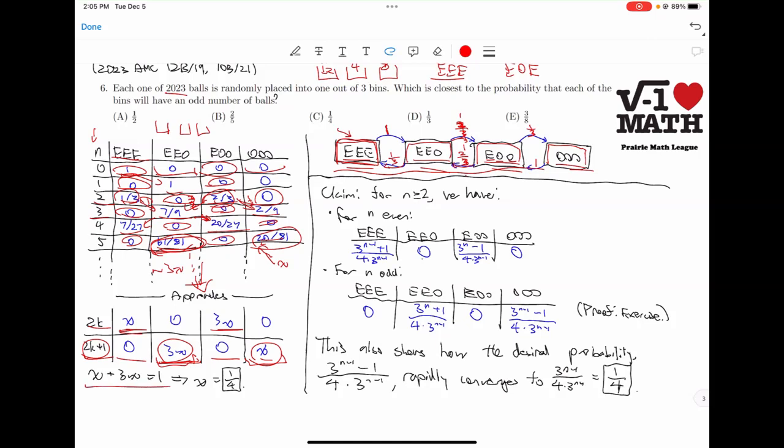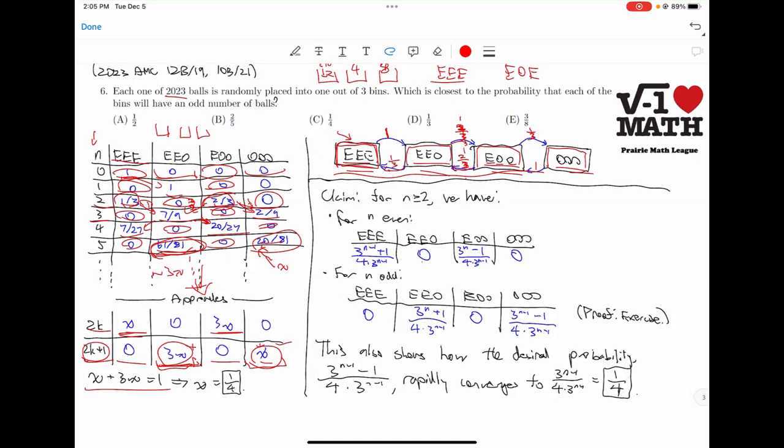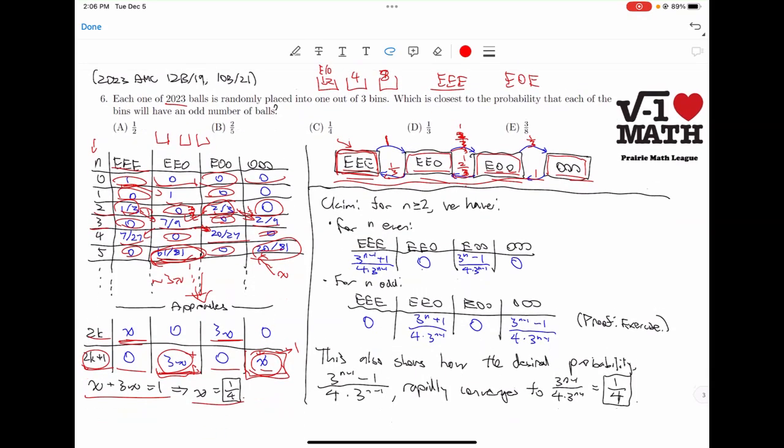And we can just solve a simple algebraic equation, because these two have to sum to 1, because that's how probability works. And we see that x is 1 over 4. Therefore, the probability of having three bins with an odd number of balls after 2023 balls is approximately x, or 1 over 4, which is option choice C, and we're done.